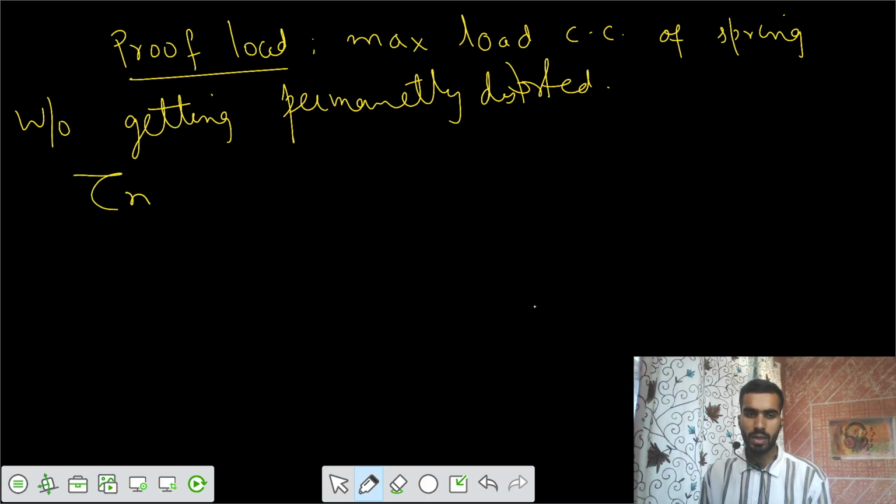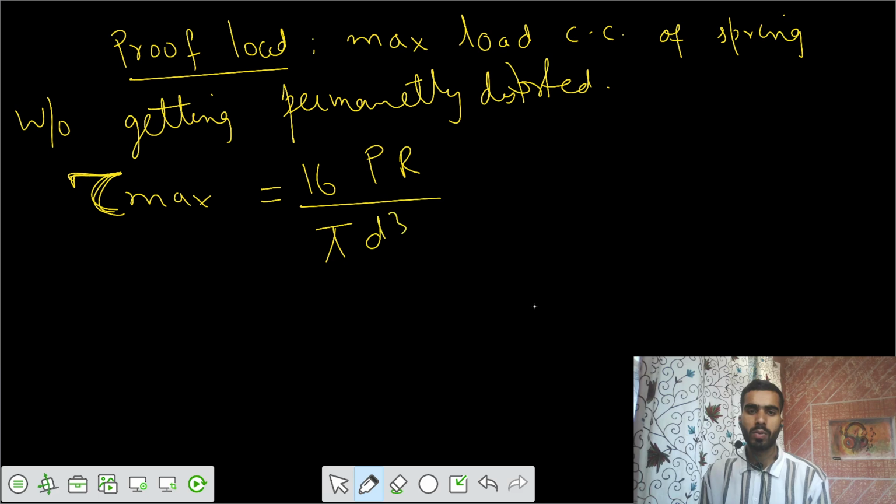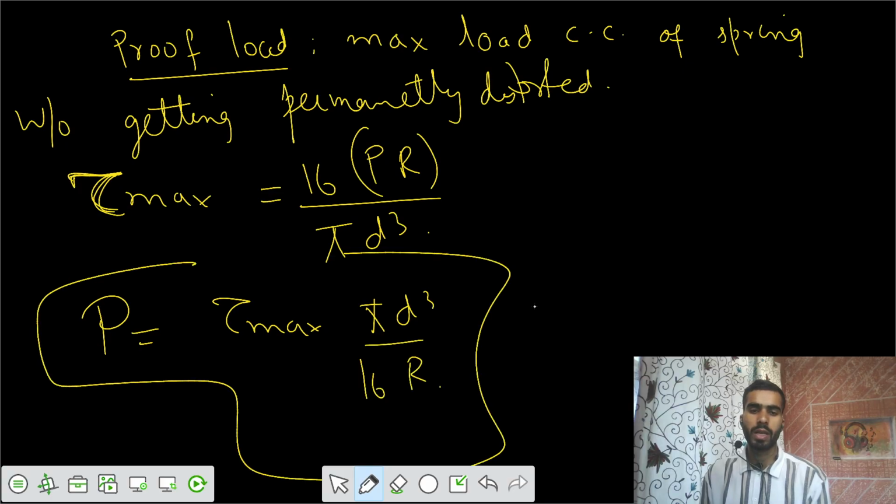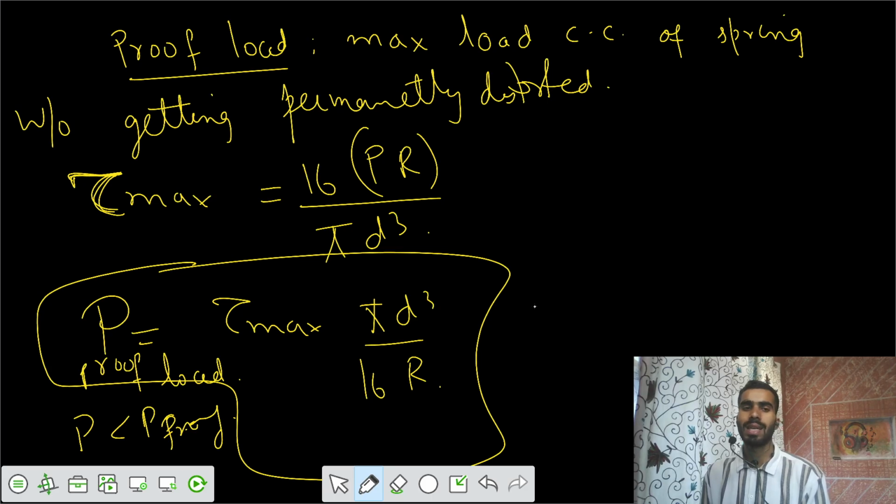If you have a tau max which might cause permanent distortion, there might be a tau max allowable for the material. So tau max equals 16 T by pi d cube. Based on this, we can get the value of P, which equals tau max times pi d cube by 16 R. So this is your proof load. This amount of load you can apply; if the load is less than this P proof, the spring will not be permanently distorted.